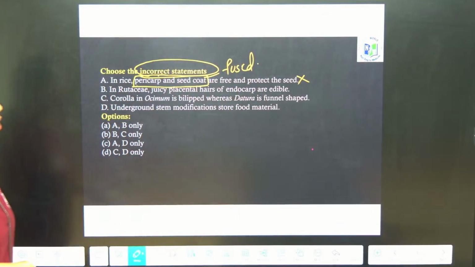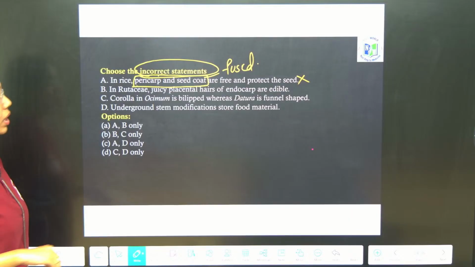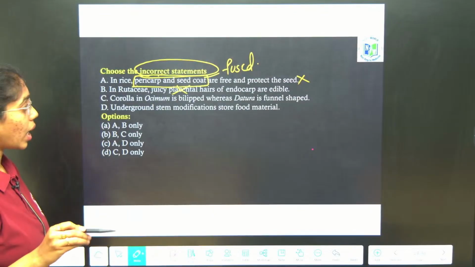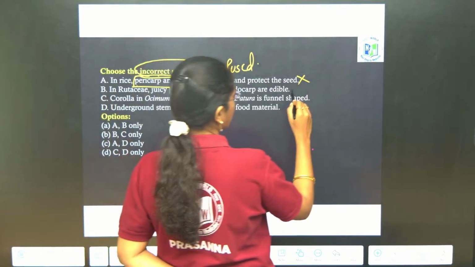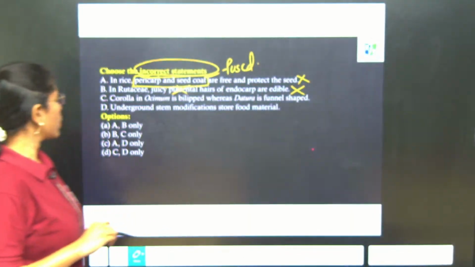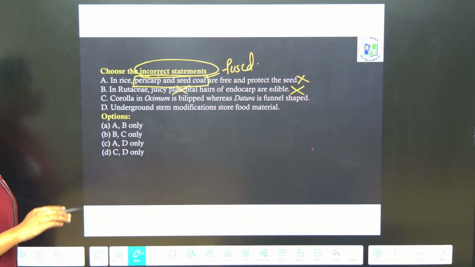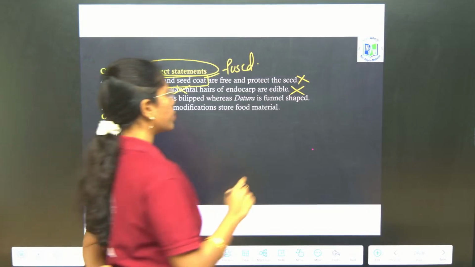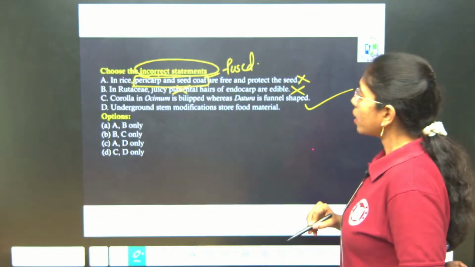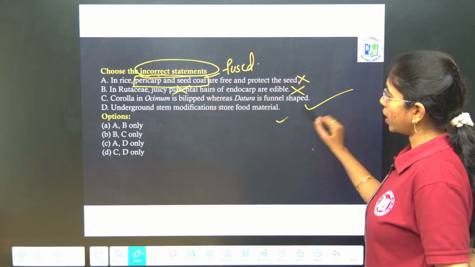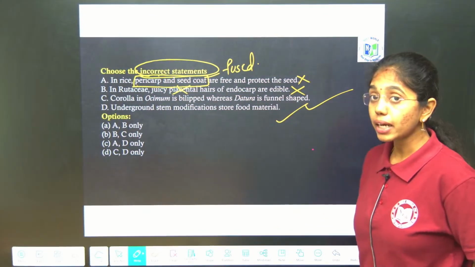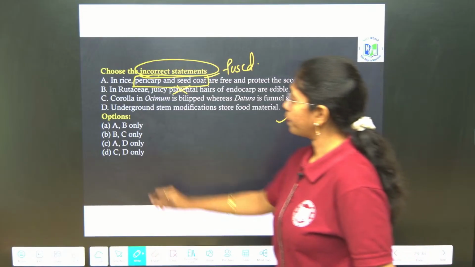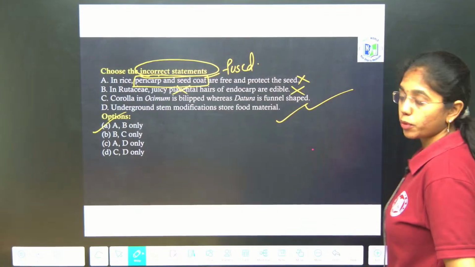In Rutaceae, juicy placental hair of endocarp is edible. There is nothing called as placental hair. Juicy hairs of endocarp, they are edible. Nothing placental hair there over. Next, corolla in Ocimum is bilabiate, whereas in Datura it is funnel shaped. True. Underground stem modification store food material. Correct. So, as incorrect statements we need to identify, we can go with A and B. Option A. Okay.